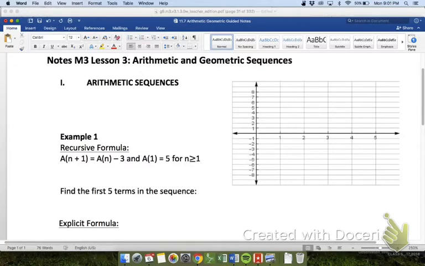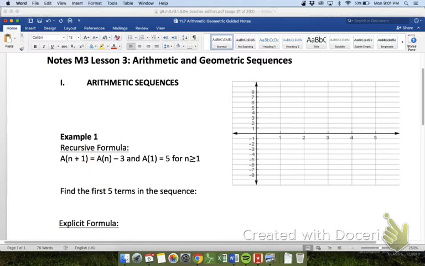Hi, Algebra 1 students. These notes are on arithmetic and geometric sequences, which is also lesson 3 in your workbook. So we're going to be working on lesson 3 the next time you have class. And this is to preview lesson 3 and also to wrap up what we were doing in both lessons 1 and 2.